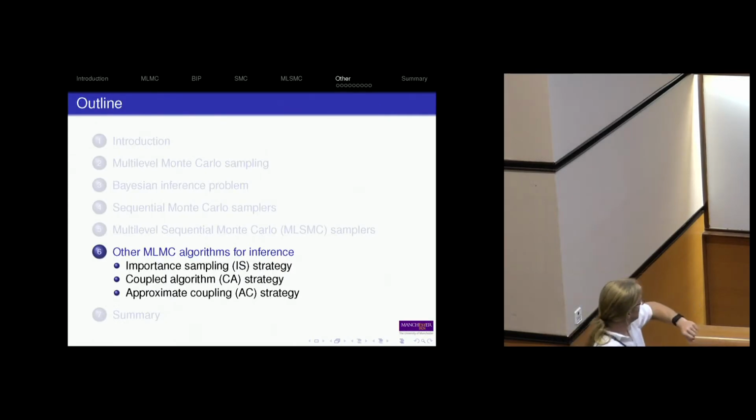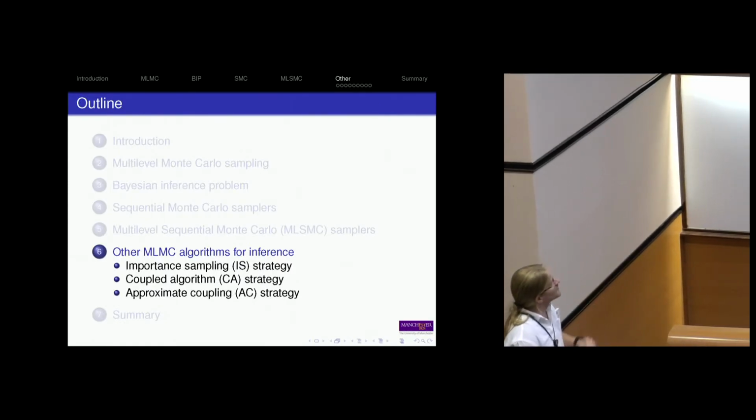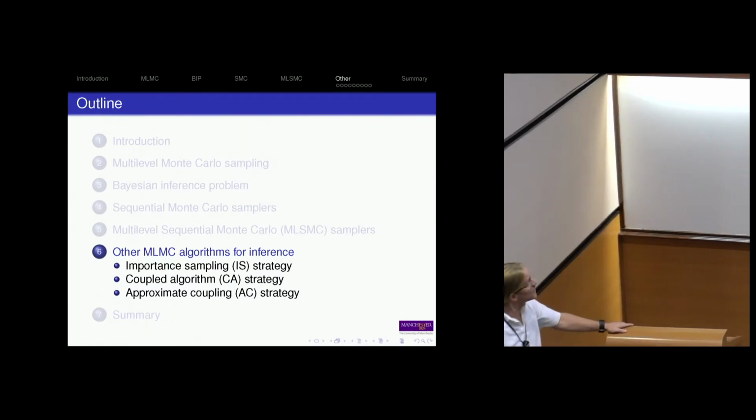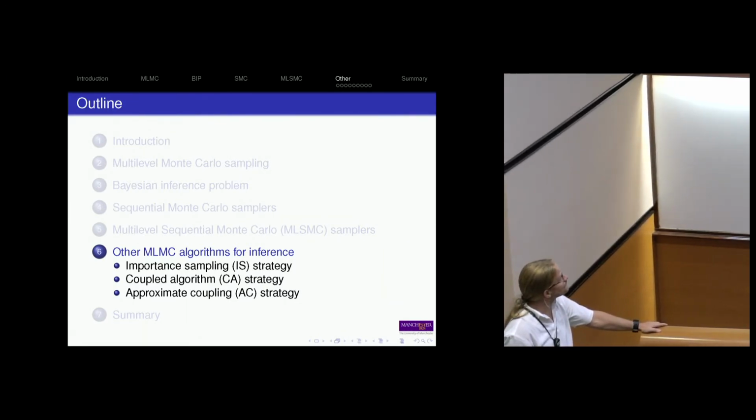All right, so now I'll tell you briefly about some other multi-level Monte Carlo algorithms for inference. What I just described is what we're calling an importance sampling strategy. That's where we rewrote each increment in terms of importance sampling with respect to one of the levels in the increment. And as I mentioned, that was the same strategy that was used by Stewart, Schwab, Huang for their multi-level Markov chain Monte Carlo.